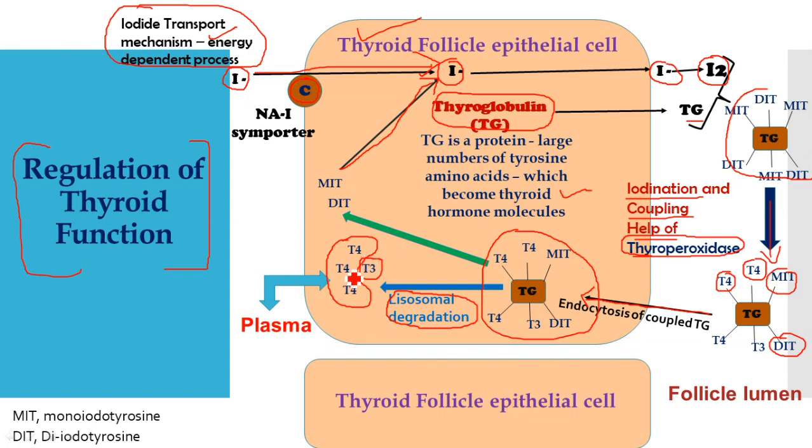Now this hormone is released into the plasma bloodstream for the overall regulation of various functions. So this is the overall regulation and mechanism of the thyroid hormone and its function.